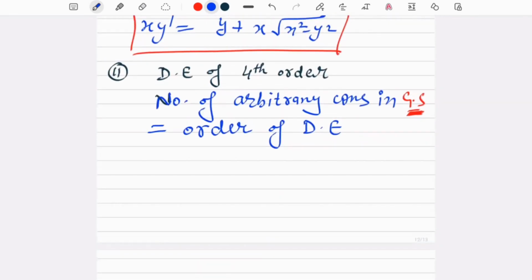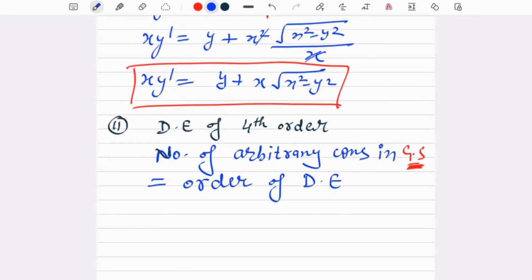So if the differential equation is of fourth order, then the number of arbitrary constants in the general solution will be the same as the order of the differential equation. So the answer will be 4. And the 12th question is again on the same concept but with a little bit of difference.